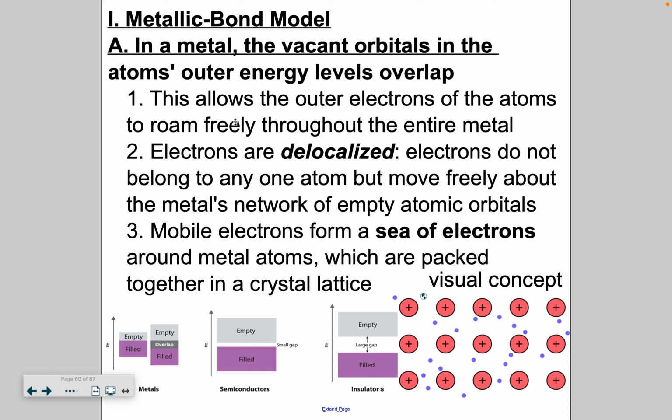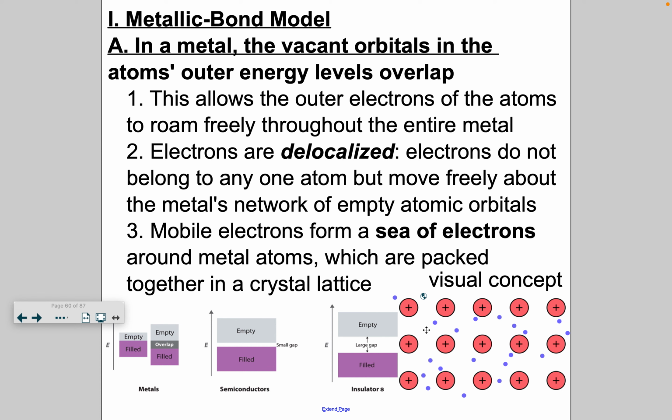So in a metal, the vacant orbitals in an atom's outer energy levels tend to overlap. Because of this overlap, the outer electrons roam freely throughout the entire metal. When this happens, we say that the electrons are delocalized. They don't belong to any one atom, but they move freely throughout the network of these empty atomic orbitals. So here we have this overlap right here, where with semiconductors, it's a small gap. And so some of them may still be able to conduct electricity because the gap is small enough, and insulators do not.